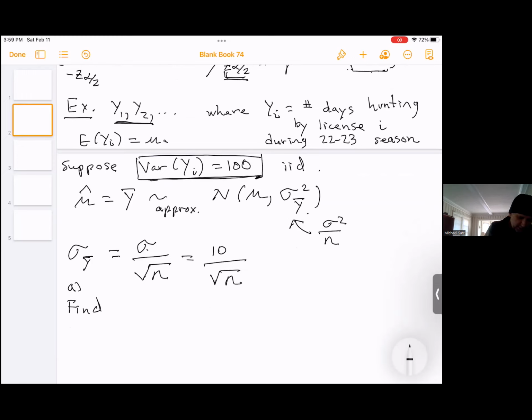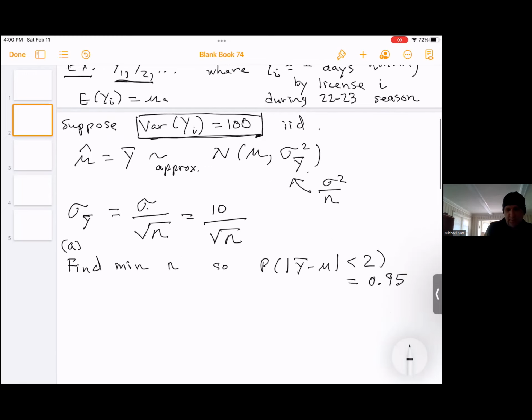Let's call this A. Find the minimum n so that the probability that |y bar minus mu| is less than 2 is, say, equal to 0.95. So I want my estimate y bar to be within 2 of the actual expected number of days hunting with a 95% probability. How big do I need to take n? What's the smallest n that would guarantee this statement is met? Okay, I should be able to do this now.